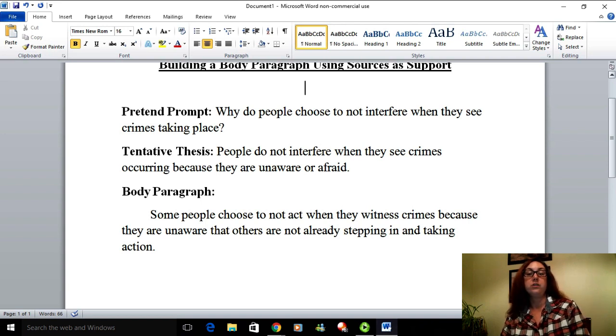So I have written out a topic sentence for a body paragraph that could potentially be in this essay. And the topic sentence just says, some people choose to not act when they witness crimes because they are unaware that others are not already stepping in and taking action. So you notice that I even use the same term, unaware. I didn't say one reason or one excuse, right? The first one, it's a little bit more complex than that. So try to think that way as well when you're setting up your paragraphs.